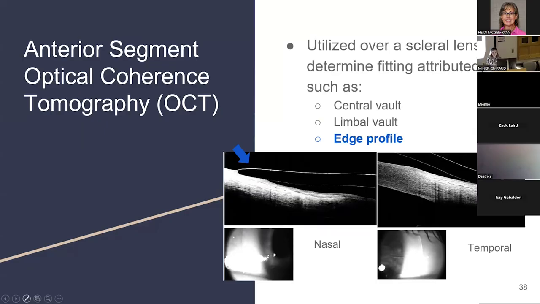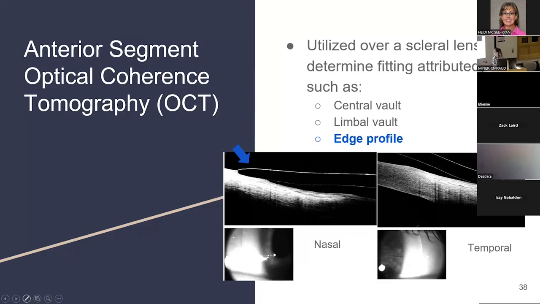Another application of the anterior segment OCT is going to be the edge profile. When you're looking at the edge profile here, primarily what I'm looking for is to see a parallel approach. So I'm looking to see the sclera and then the edge of the lens, and I want it to be somewhat parallel, meaning I don't want the edge to be pinching in. I don't want it to be flaring up. I want to make sure the edge is aligned properly. And the anterior segment OCT can allow us to do that.